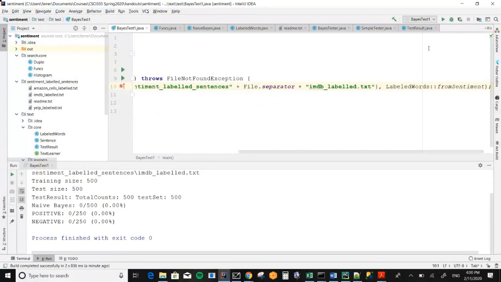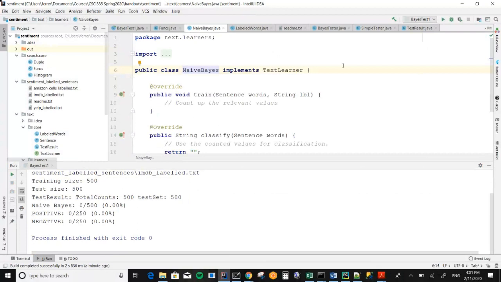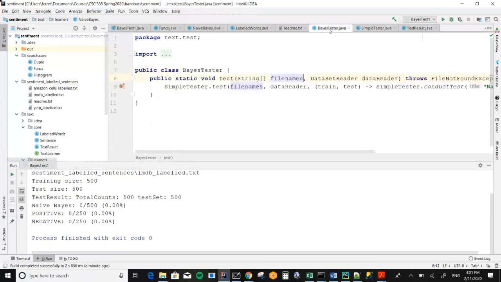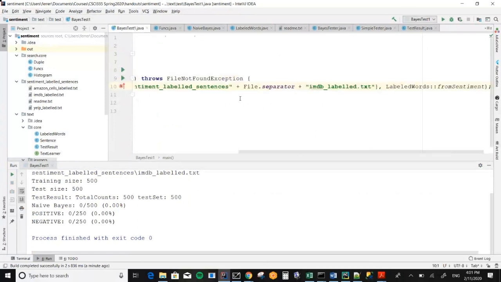So for getting started on the assignment, come up with a naive Bayes implementation, run Bayes tester and see how it does. By default, Bayes test 1 is going to do the IMDb data. So you might build some other test files that use Amazon or whatever, or Yelp. And then you might even do one that puts all of them together into a single test using the string array.